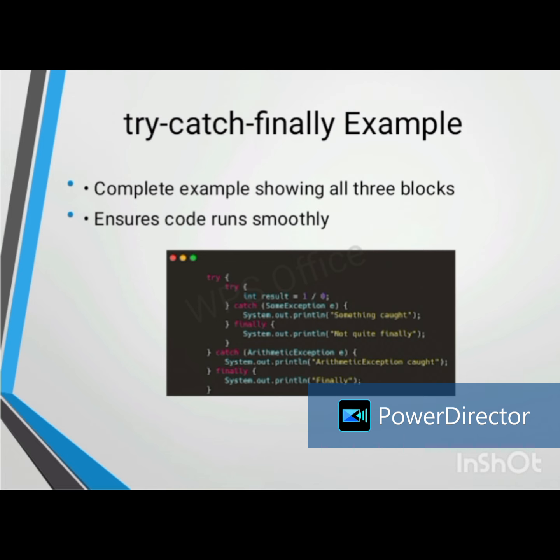Let's break this down. The try block is used for the core logic, reading a file line by line. Two catch blocks are used, one for FileNotFoundException and another for IOException. This ensures different types of issues are handled appropriately. The finally block ensures that the file is always closed.